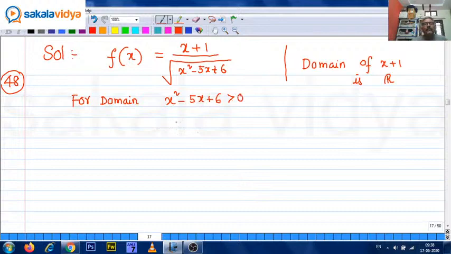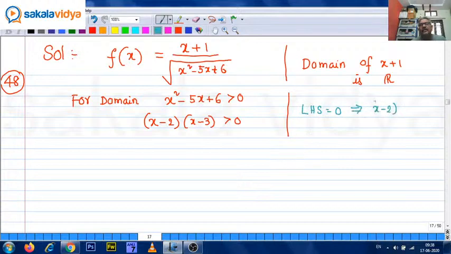So now factorization, I will write (x minus 2) into (x minus 3) is greater than 0. Left hand side, LHS, equated to 0. So that means we get (x minus 2) into (x minus 3) equals 0. So we get critical points. x is equal to 2 or 3 are the critical points.